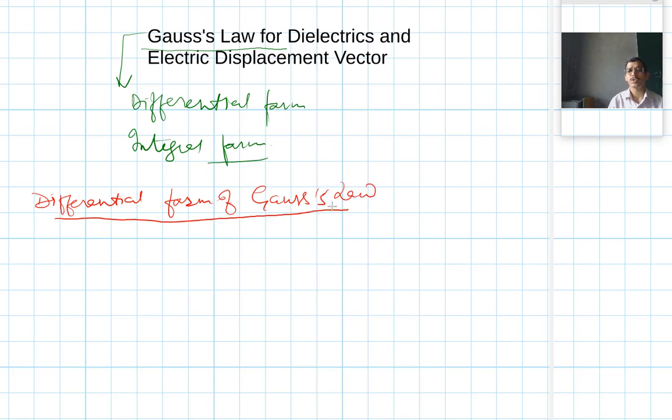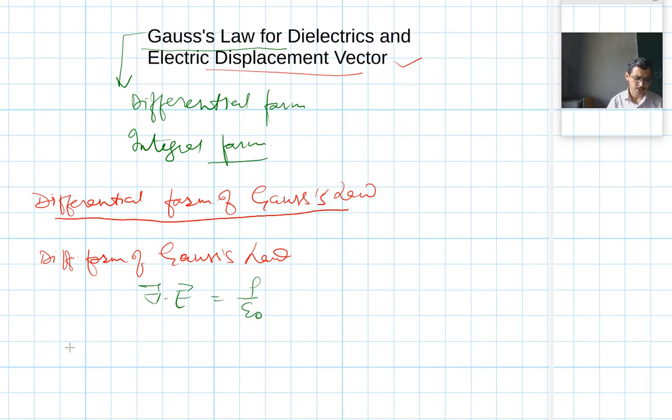In the differential form, we will encounter a new term that we call the electric displacement vector. So to derive Gauss's law for dielectric, consider the differential form of Gauss's law. Its differential form can be written as del dot E is equal to rho over epsilon naught, where rho is known as volume charge density.